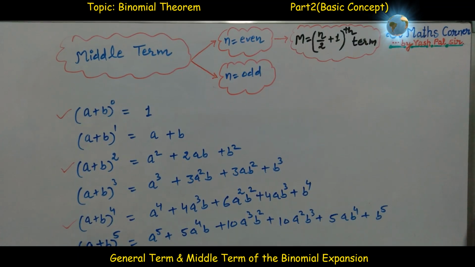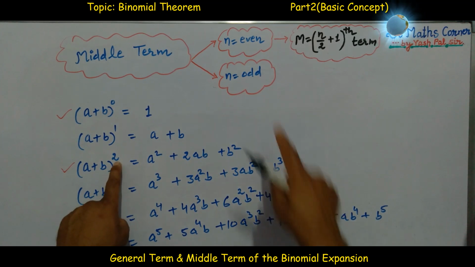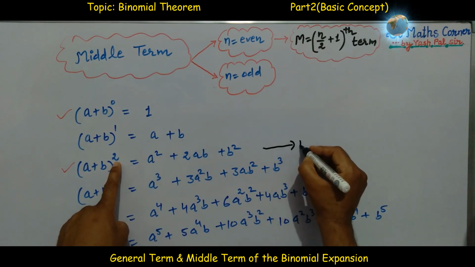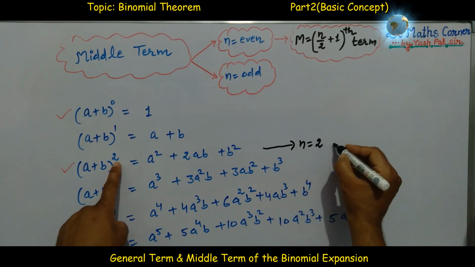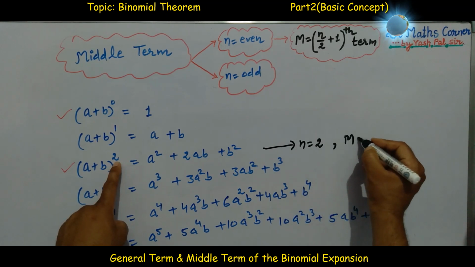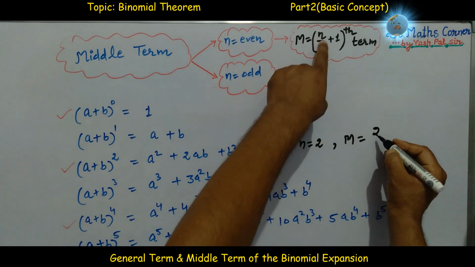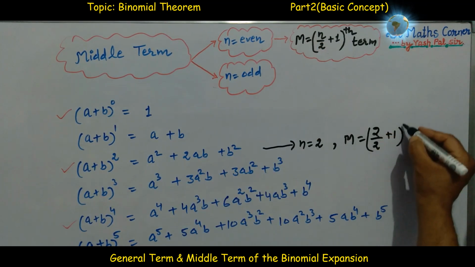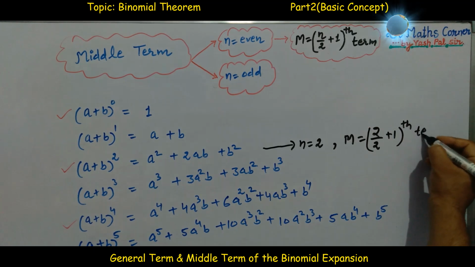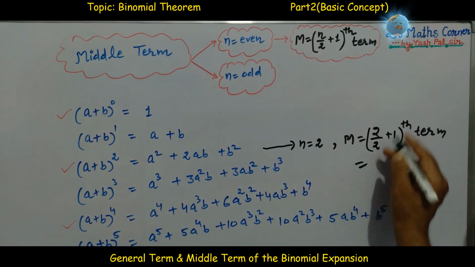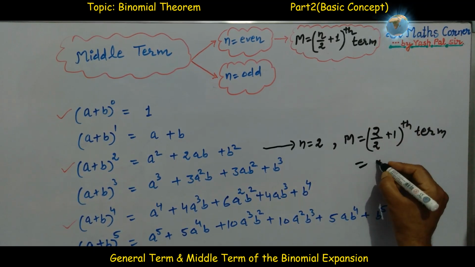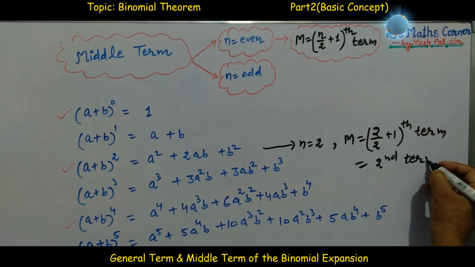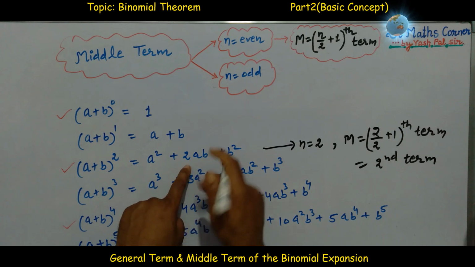Now taking the second case, even number, this is 2. So here n is 2. So what is the middle term? This is equal to the (n/2 + 1)th term, that is 2/2 + 1, which means 1 plus 1, the second term. This is the middle term. Of course, this is the middle term.